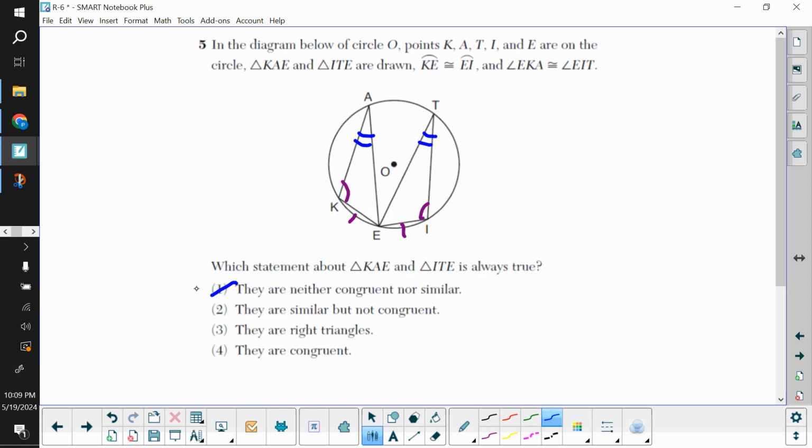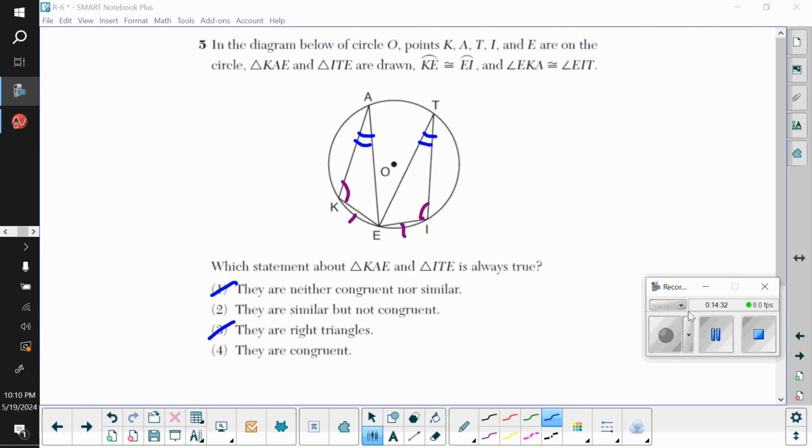We could only get a right triangle if one of our inscribed angles was opening up to a semicircle, and we would need one of our chords to go through the center, making it a diameter. So we can't possibly get that it's a right triangle. To be congruent, we would need to be able to get another side. So to get another side, we're looking here for either angle angle side or angle side angle.